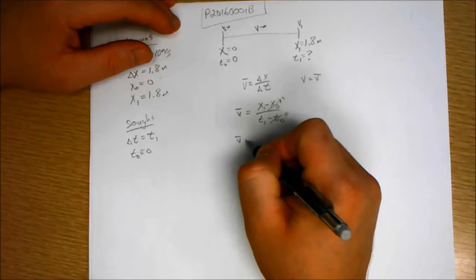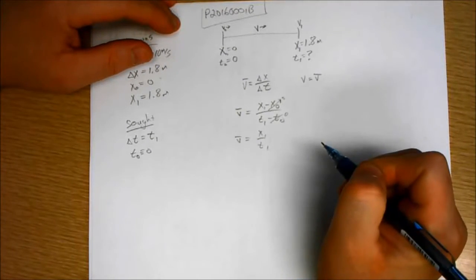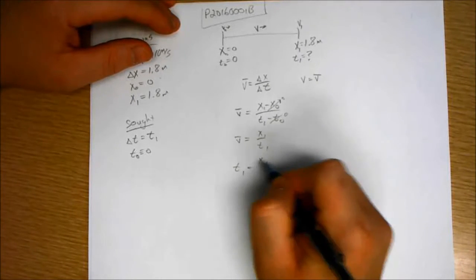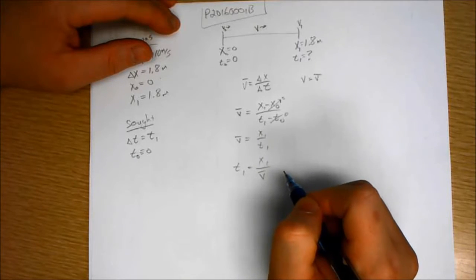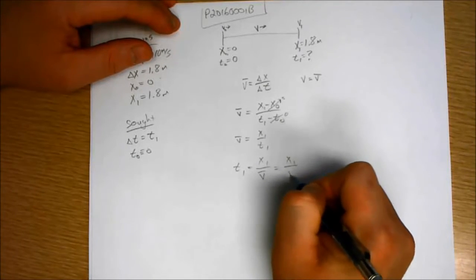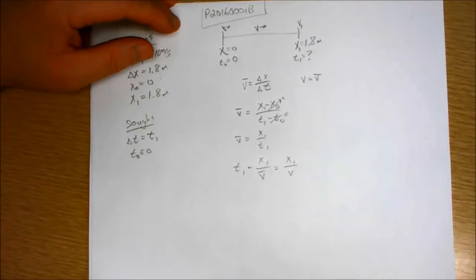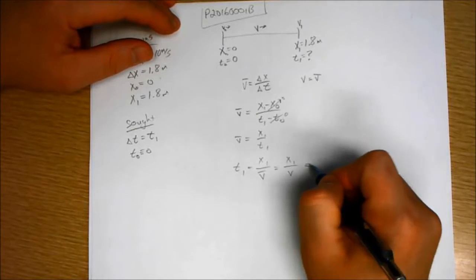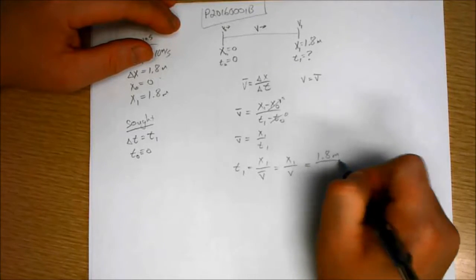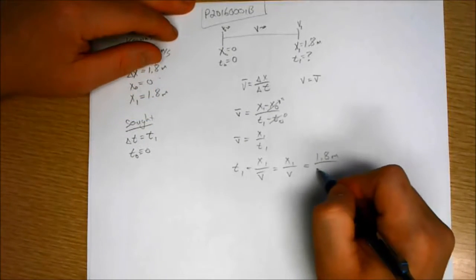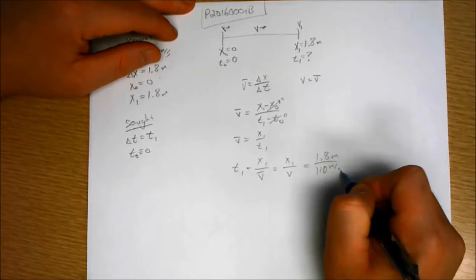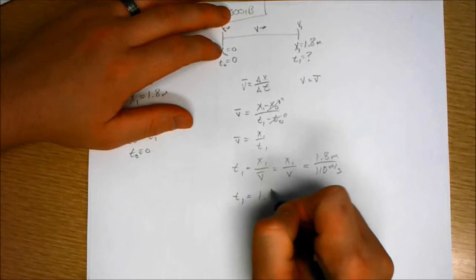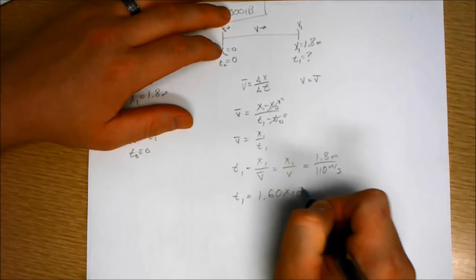So the average velocity is now just x1 over t1, and t1 is then x1 over average velocity, or I can also write over just velocity because it's the same throughout. So now that I've solved for my expression for time, I can plug in the numbers. 1.8 meters is x1, and 110 meters per second is the velocity. If I divide that out, I get 1.60 times 10 to the negative 2 seconds.